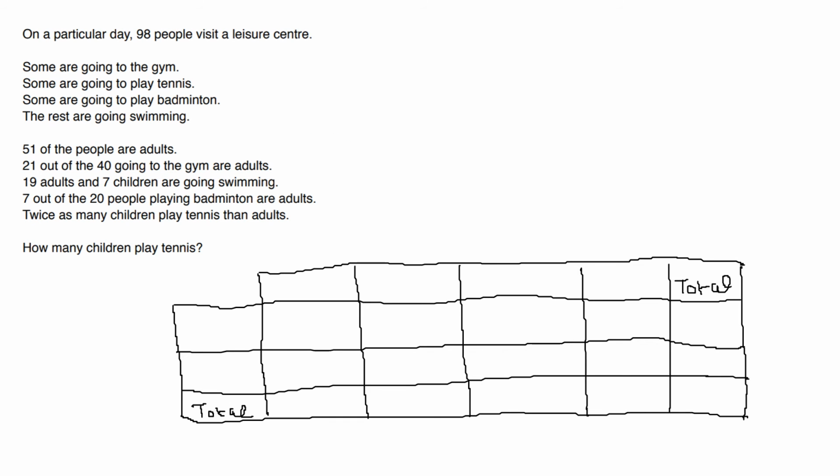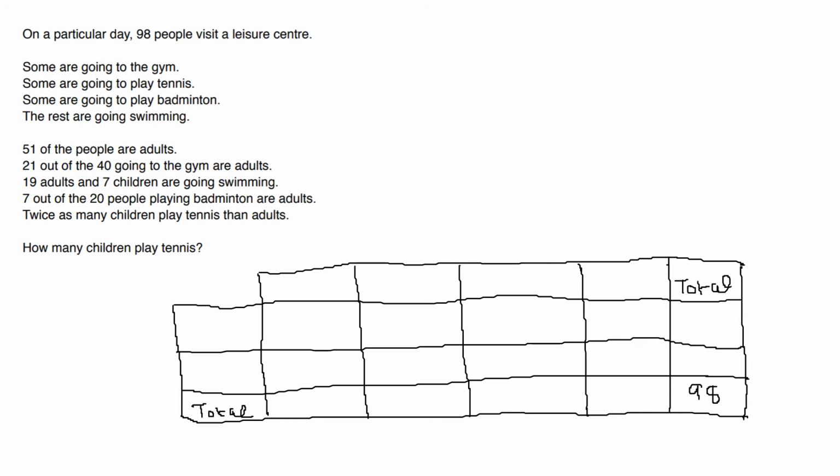So here we have another question that is best answered using a two-way table. So on a particular day, 98 people visit a leisure centre. So that means then that our total is going to be 98 people. Some go to the gym, some play tennis, some play badminton, and the rest go swimming. So I've put another 4 columns along the top so that I can accommodate all of the different exercise options.